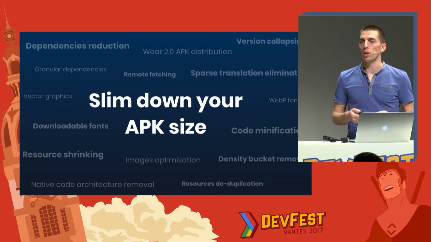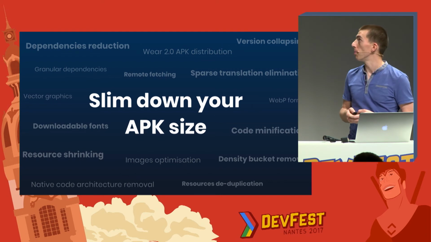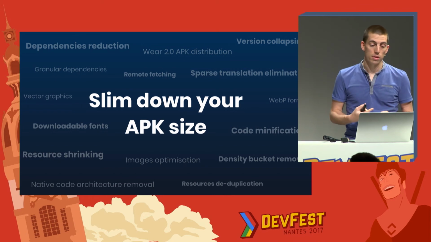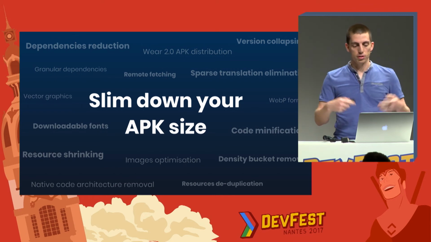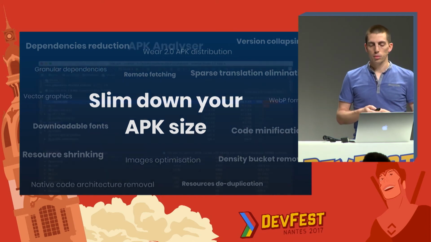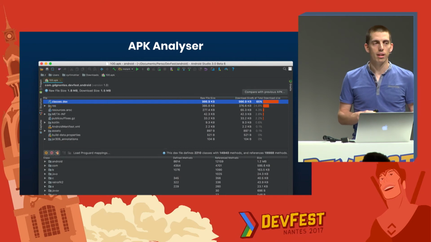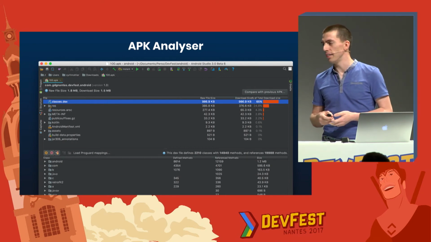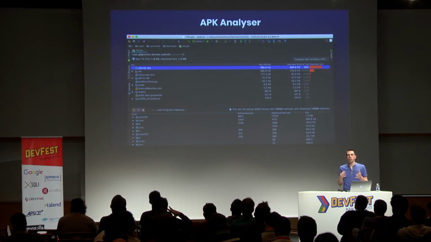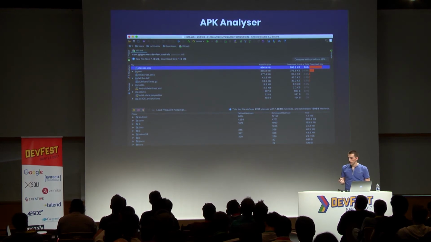So always try to reduce your application as much as possible, with things like downloadable fonts, granular dependencies, dependency reduction, APK distribution, etc. And if you want help on that, I think the best tool ever in the Android Studio IDE is probably the APK Analyzer, because it helps you to see exactly what's happening in your APK. The APK Analyzer, in this case, is showing everything, and especially how much space it is taking in your application.